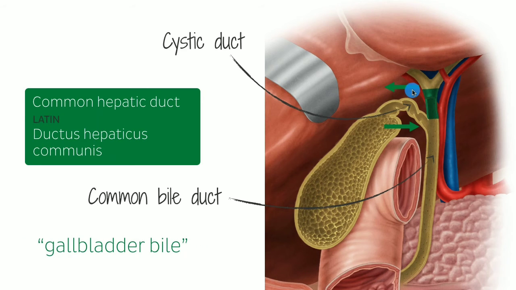So these arrows represent bile entering and exiting the gallbladder. Bile enters the gallbladder and is stored and concentrated, then after eating it leaves towards the cystic duct and into the common bile duct.